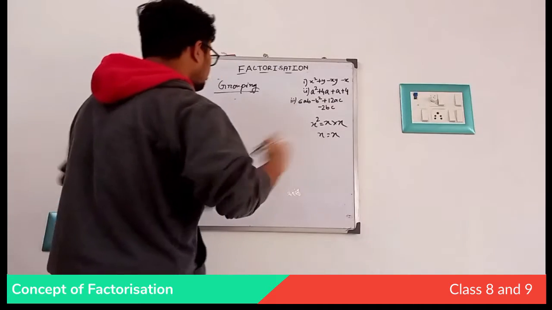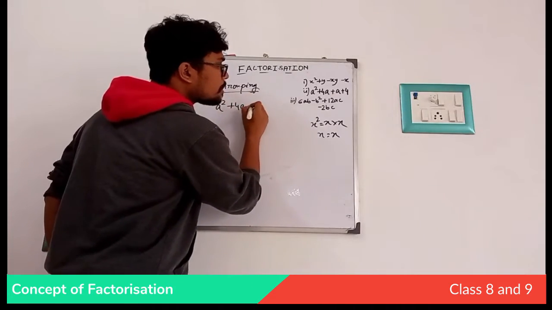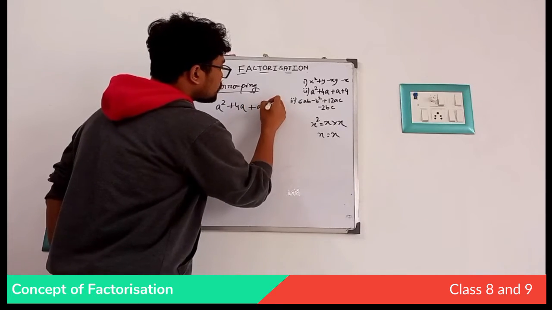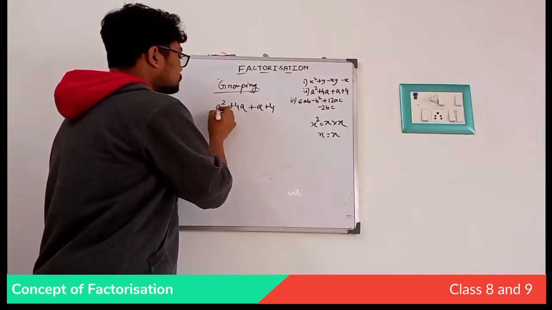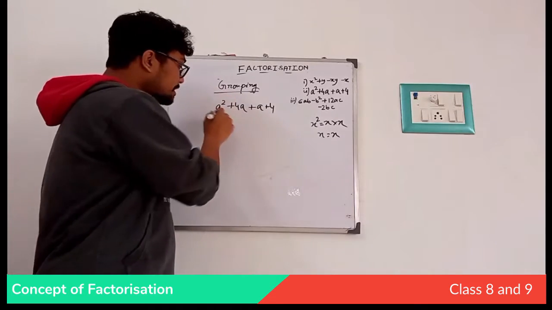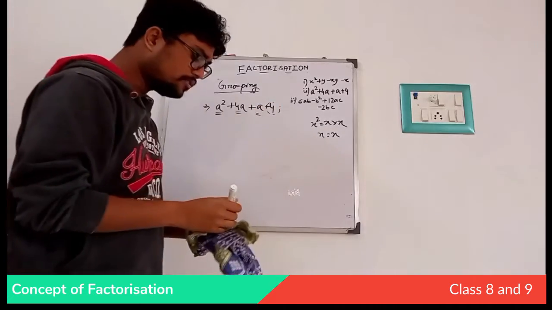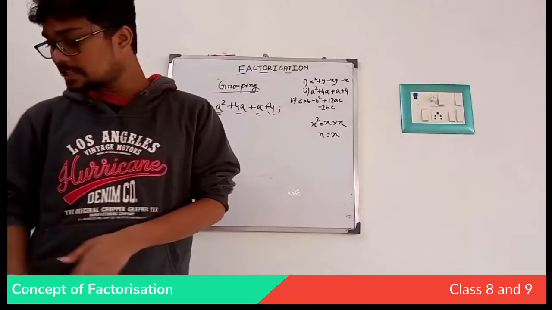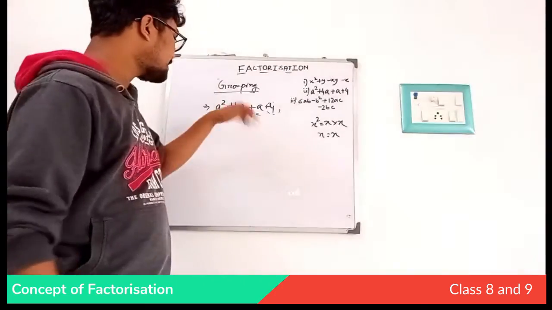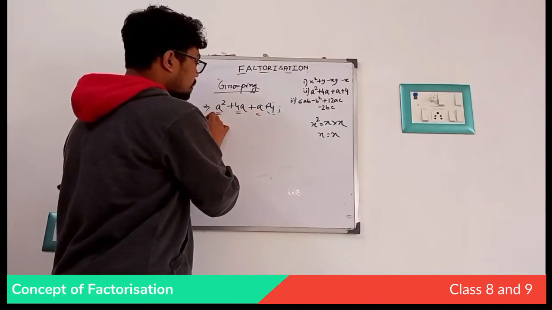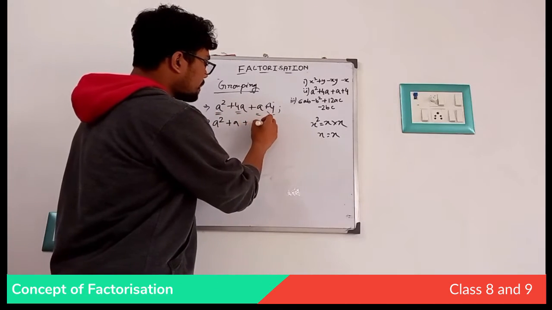Our next problem is a square plus 4a plus a plus 4. Now see very carefully. In this expression, three terms have a and only one type of constant. So how will you choose two terms? In this case, we will choose terms like we get a common factor. Suppose I will take a square plus a on one side and 4a plus 4 on the other side.